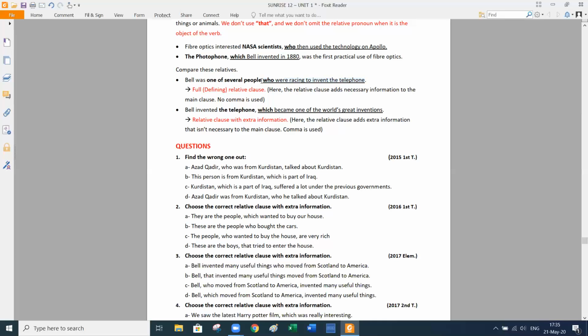So we don't need a comma here. Never ever do we use a comma with full relative clauses. This is also called a defining relative clause. The relative clause adds necessary information to the main clause. No comma is used. The second example: "Bell invented the telephone, comma, which became one of the world's great inventions." So we have a comma here because the relative clause is extra information. So we separate it with a comma.